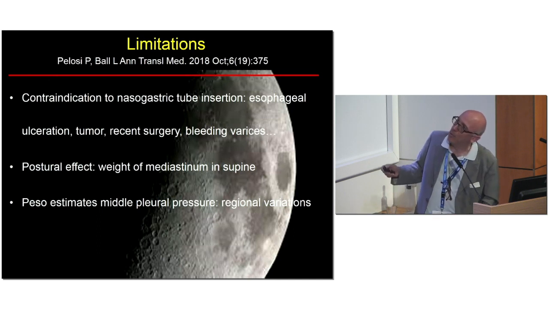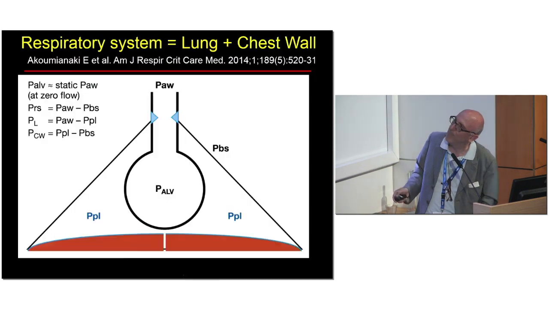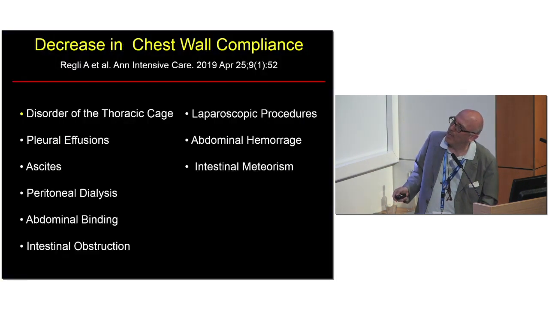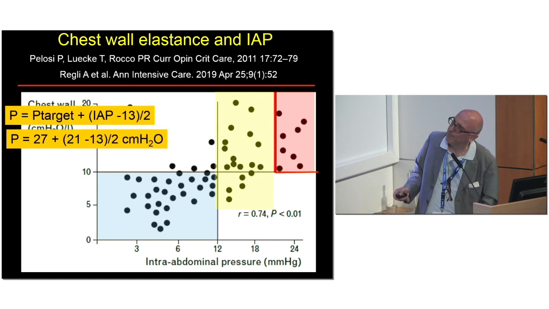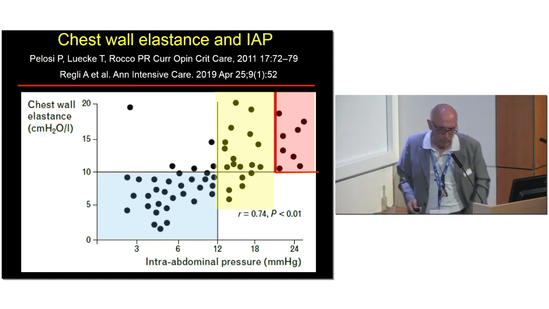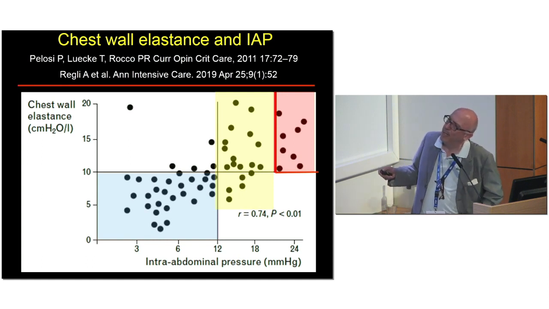And then we also have some contraindications, but these are the regional variations. So we can skip these slides. This is just to give you some advice. This is the chest wall elastance, and this is the intra-abdominal pressure. You see the chest wall elastance usually is higher when intra-abdominal pressure is higher than 20 millimeters.